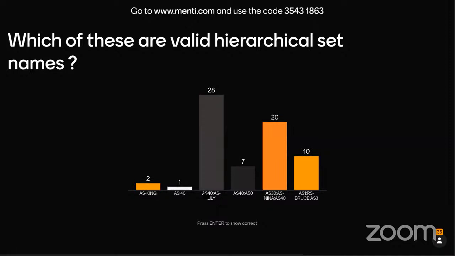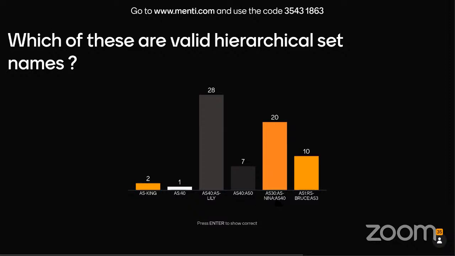Now, this one, we have AS40 colon AS50. You cannot have two AS numbers to begin a hierarchical set name. So this is not correct.